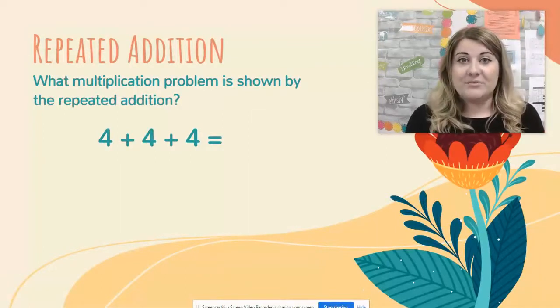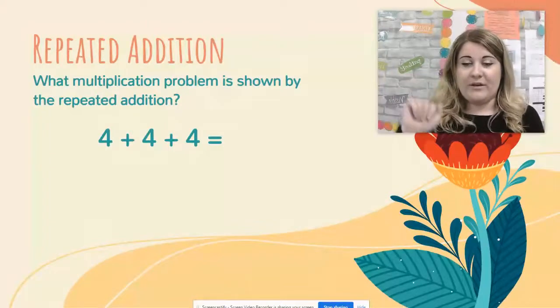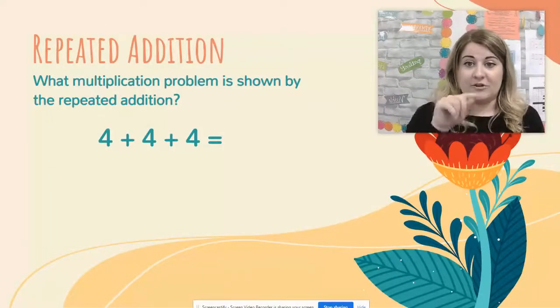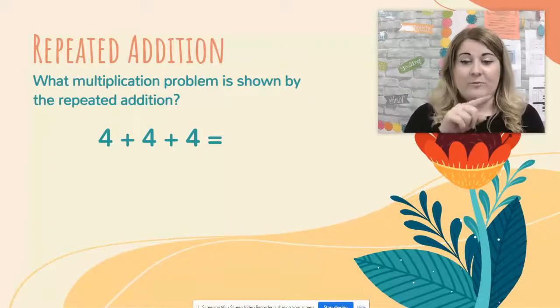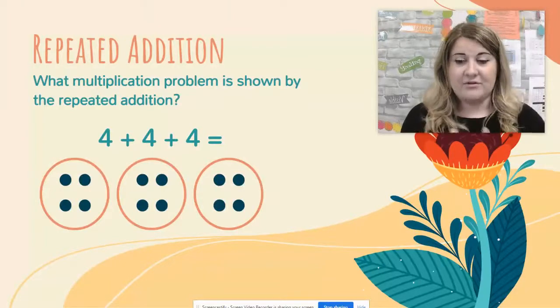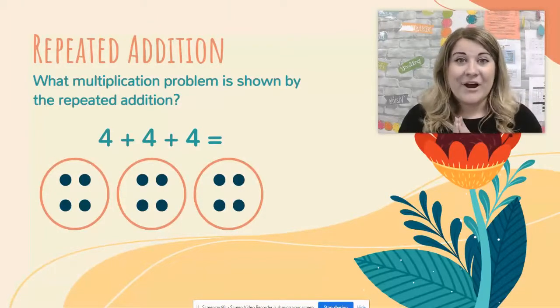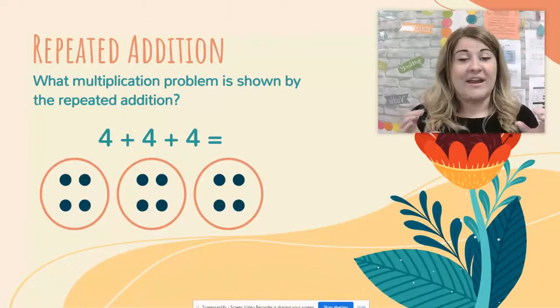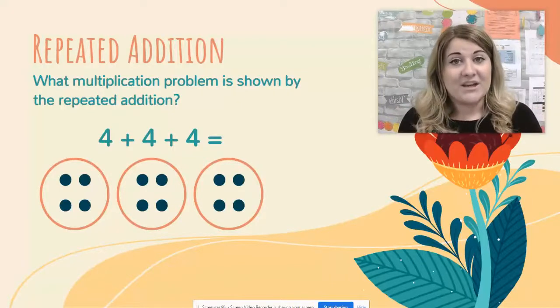What I want you to do is draw a group for each number. So you're going to draw one group and put 4 in that group. Draw a second group and put 4 in that group. Draw a third group and put 4 in that group. Okay, I want you to draw a picture, just like I've been saying. It's going to look like that after you draw it. Now you have a picture to look at to figure out the multiplication.